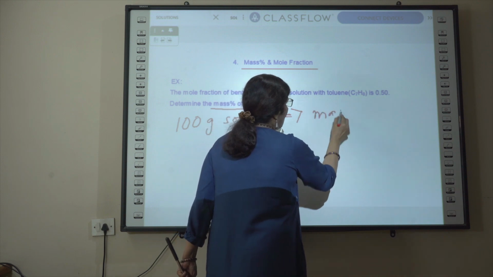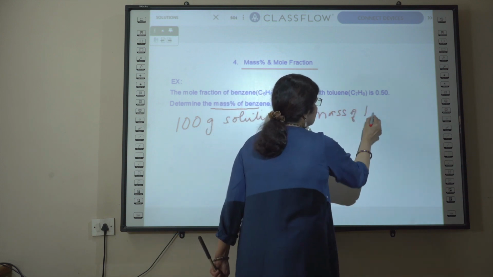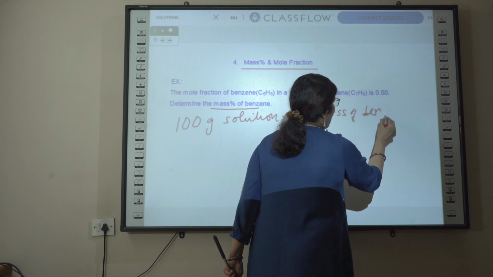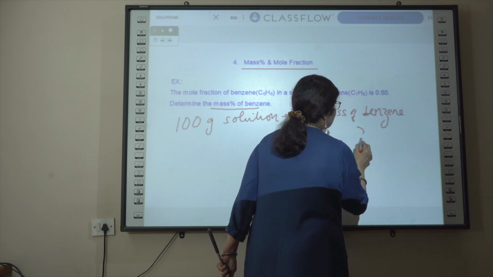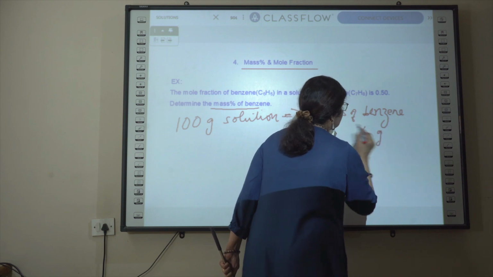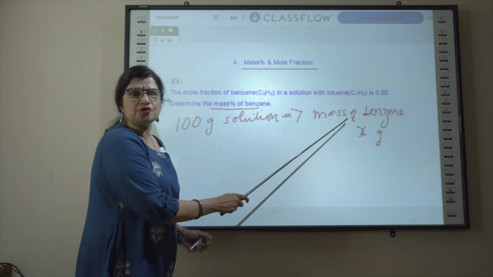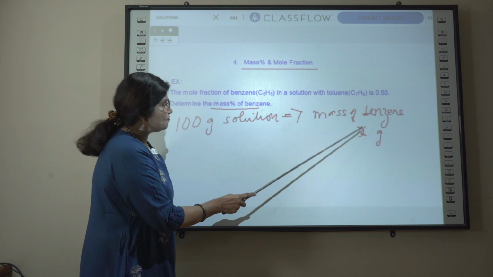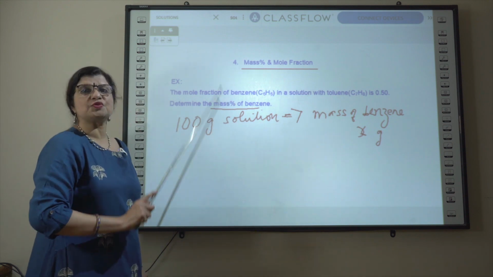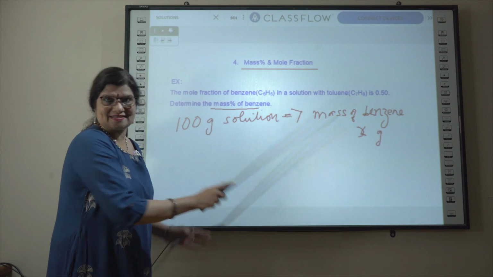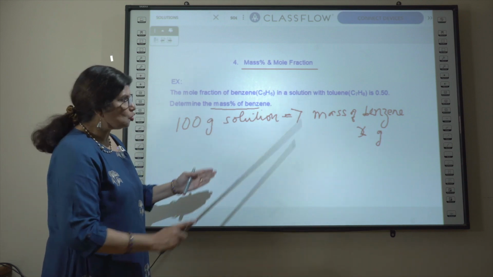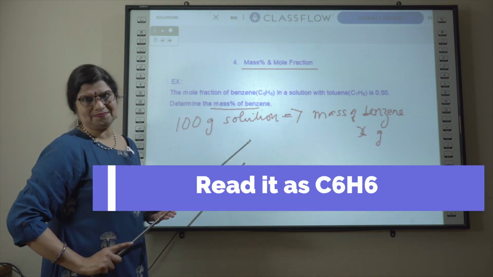100 grams of the solution contains what mass of benzene? X grams. This is what we need to find out. So X grams of benzene are present in 100 grams of the solution. So we need to find out the value of X. So how do we go about solving this question?